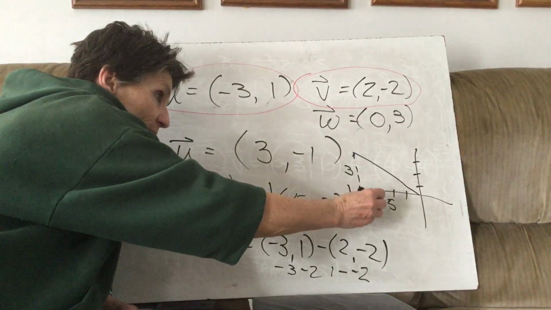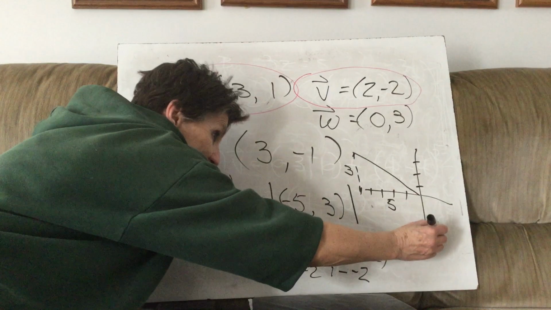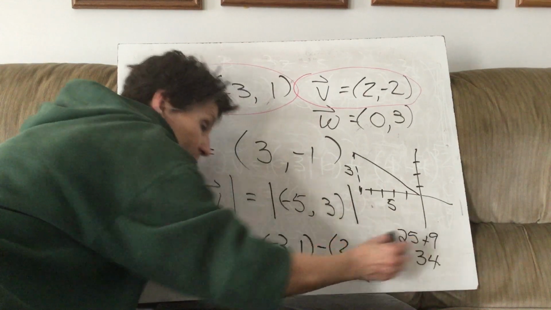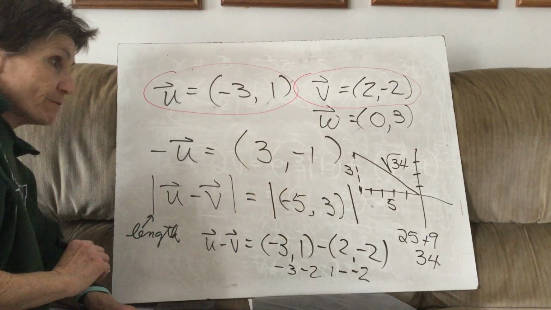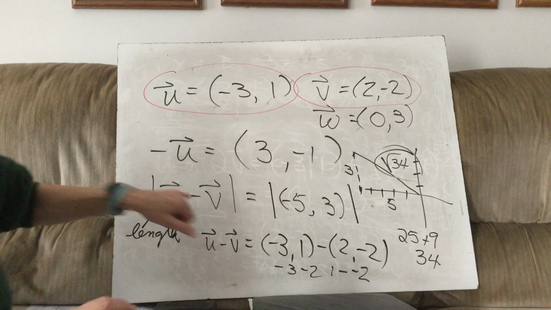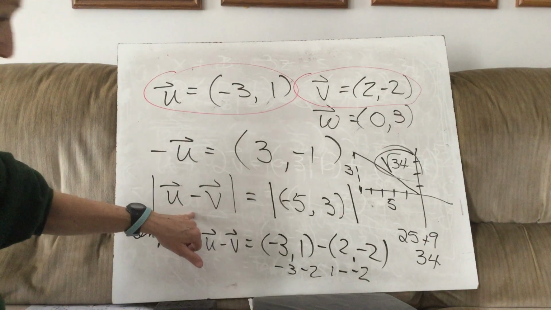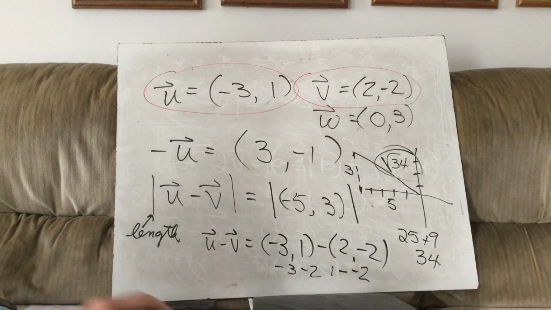So we've got a squared plus b squared equals c squared. So it looks like 25 plus 9, or 34. So this is the square root of 34. And that is the answer to the question. So this right here, this is question number G, or letter G. G is the square root of 34.